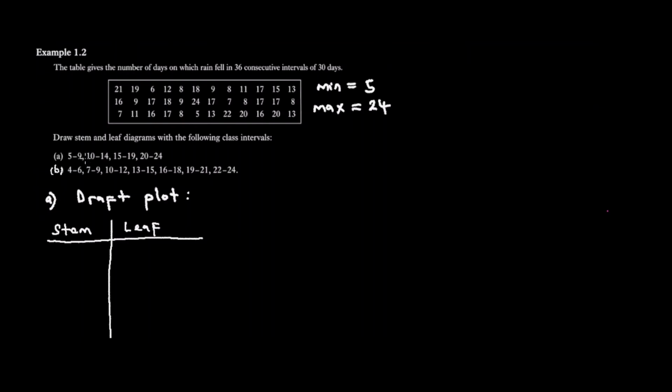We know that we are going to be treating the stem as tens, which is actually what we usually do. So treating our stem as tens, for 10 to 14 the stem is 1. For 15 to 19, the stem is 1. Then for 20 to 24, the stem is going to be 2. What about 5 to 9? The stem is going to be 0. So we can have 0 as a stem.